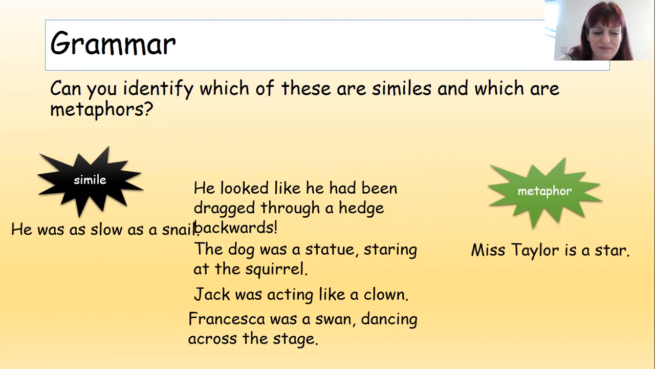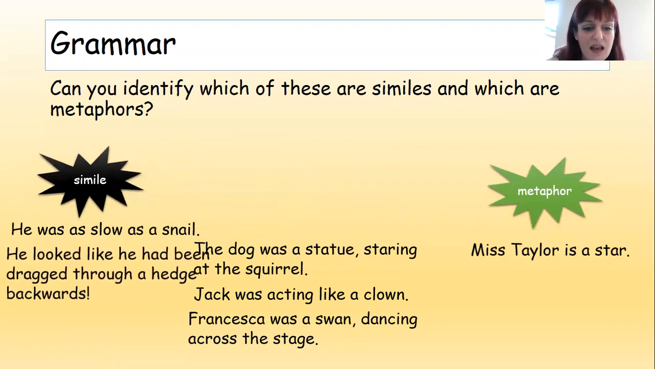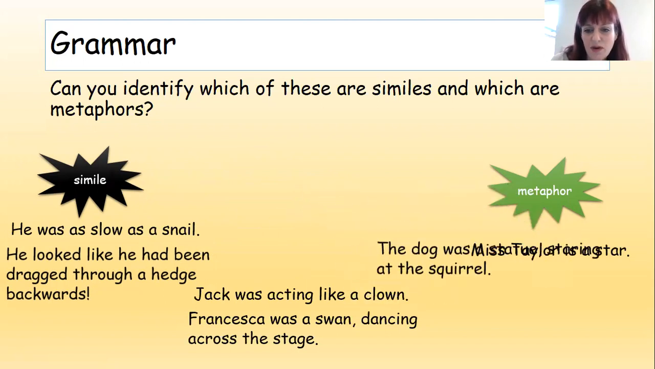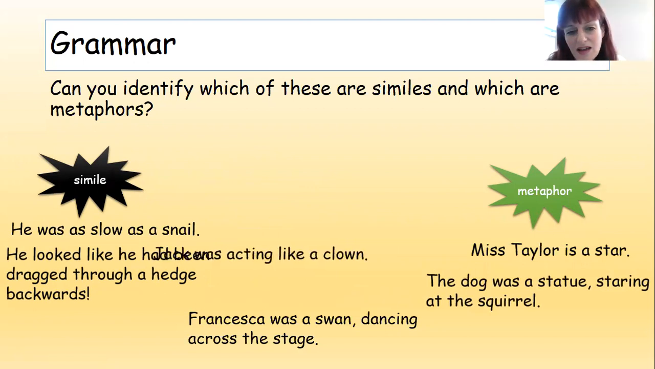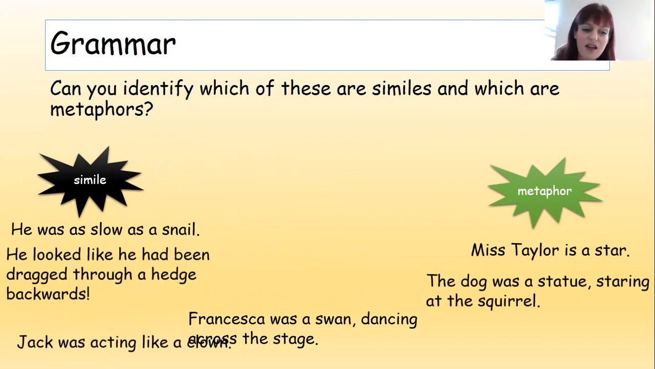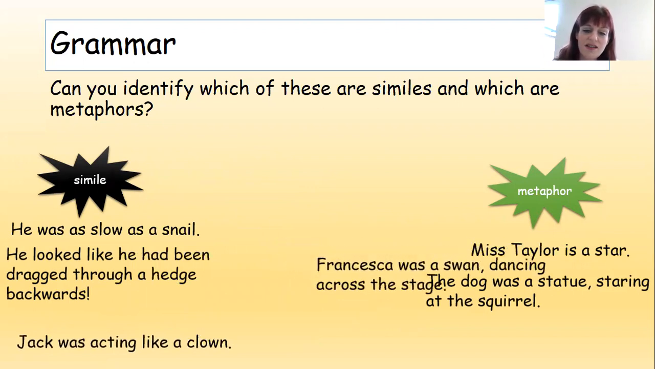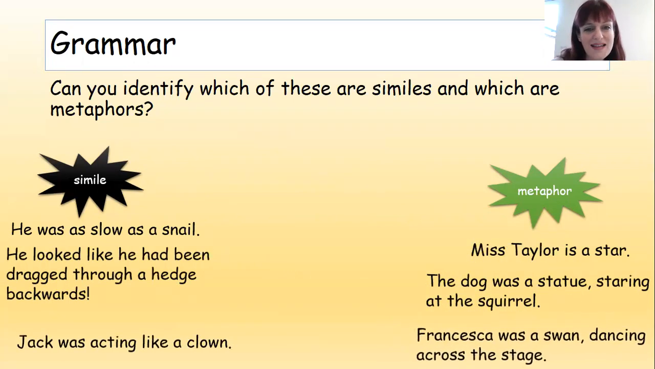He looked like he had been dragged through a hedge backwards, like obviously, is a simile. The dog was a statue staring at the squirrel. So it's giving us the idea that the dog is like still staring at the squirrel. That's a metaphor. Jack was acting like a clown. He's got the like in there, so like a clown. And Francesca was a swan dancing across the stage is, of course, a metaphor.